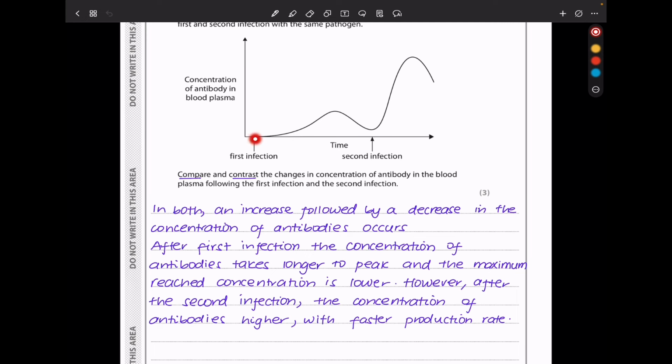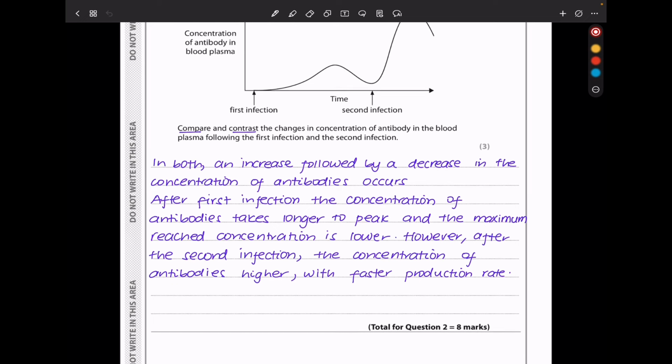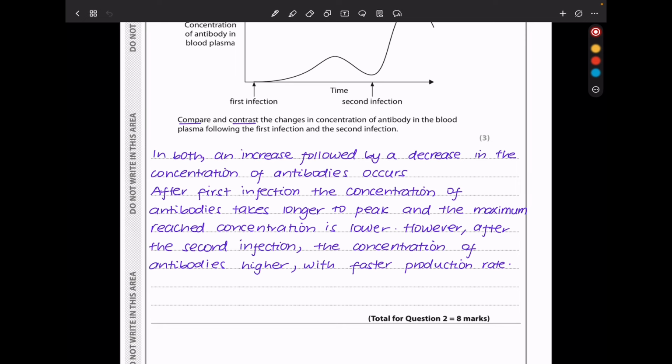Initially, the concentration takes longer to increase, and the highest concentration reached is going to be well lower than what occurs in the second infection. In the second infection, it takes a shorter period of time, and we have more concentration, so it's faster, and it's going to produce more antibodies. So they say compare and contrast the changes in concentration of antibody in the blood plasma following the first infection and second infection. I said in both, an increase followed by a decrease in the concentration of antibodies occurs.